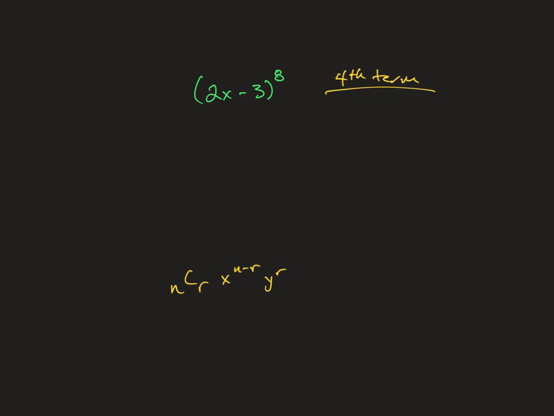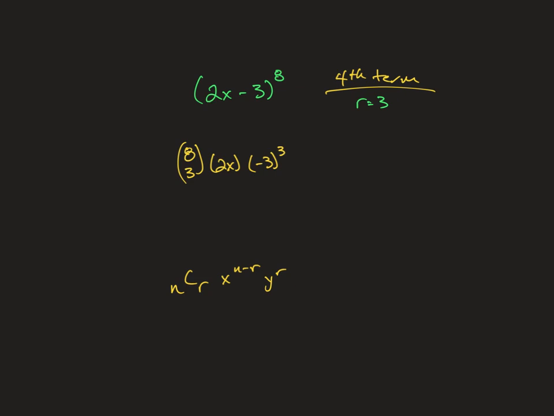If I have to figure out my fourth term, what is my r of my fourth term? r is equal to 3. So what goes out front is our 8 combination 3. And then we have the 2x quantity to the power of something. I can't do that one first for some reason. And then I have negative 3 to the power of what? 3. I always do that one first. I've been doing this for a little while.